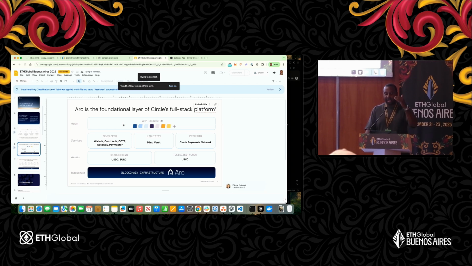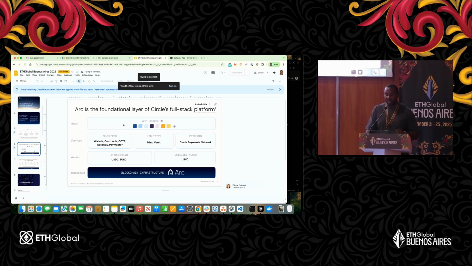And then above those primitives, we have our developer services. Those are our APIs and SDKs that allow you to interact with these assets as well as the chain very seamlessly. Starting on the far left, we have our developer services, which is our wallets as a service. We have contracts as a service as well, which allows you to deploy contracts and manage your smart contract operations via our APIs and SDKs.